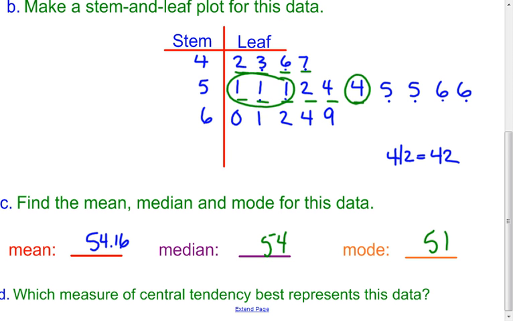Okay? So in this case, which measure of central tendency best represents the data? Really and truly, you could use any 3 of them here. They're all pretty close together. You can see that the mean and the median are very close together, which tells you there are no either extremely high or extremely low numbers. If there are extremely high or extremely low numbers, then those 2 numbers, the mean and the median, get farther apart. There aren't in this case.